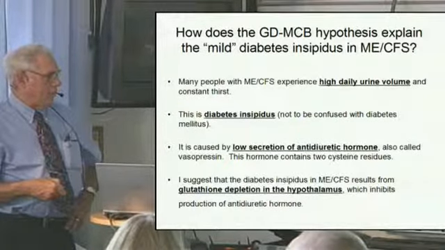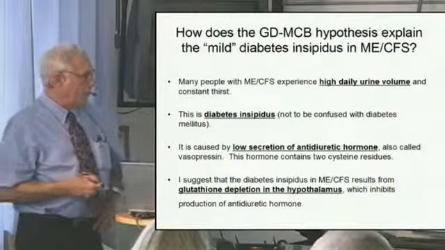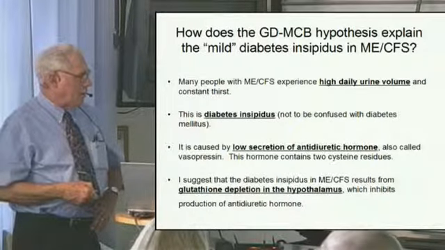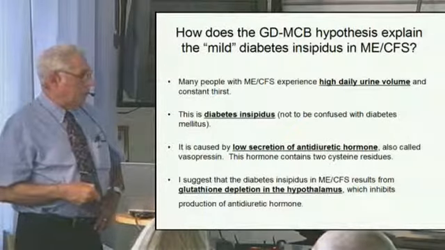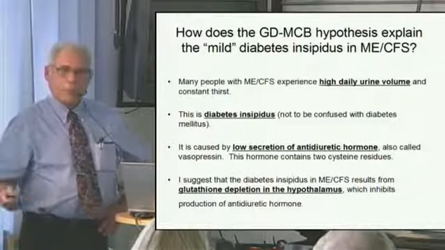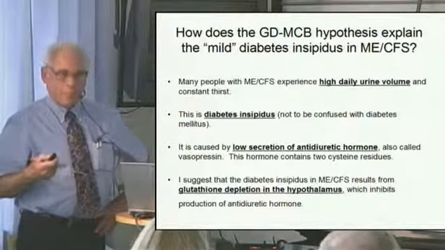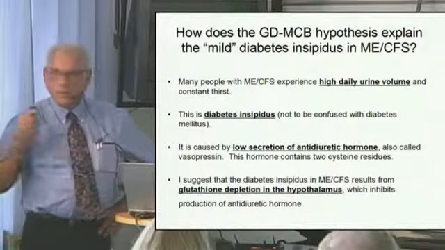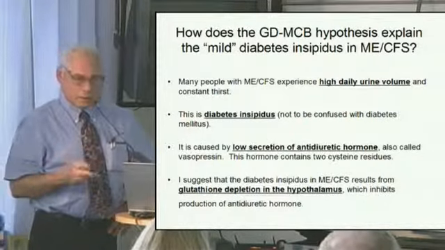And so it's caused by low secretion of antidiuretic hormone, also called vasopressin. And that hormone normally has 2 cysteine residues, so that's affected by glutathione depletion. And so I suggest that the reason for the problems here is that glutathione is depleted in the hypothalamus, and then that lowers the production of antidiuretic hormone. Then the kidneys dump more water into the urine, the blood goes low in water, you have hypovolemia, and the person is very thirsty. They keep drinking water, but they can't keep up with the loss, so they're always running at too low of a blood volume, always running hypovolemic.